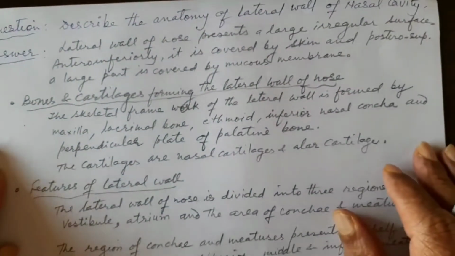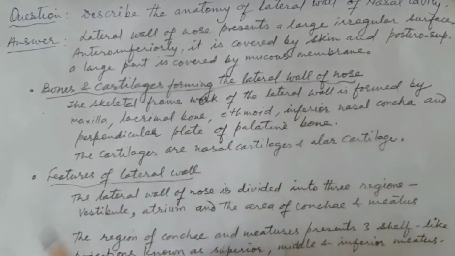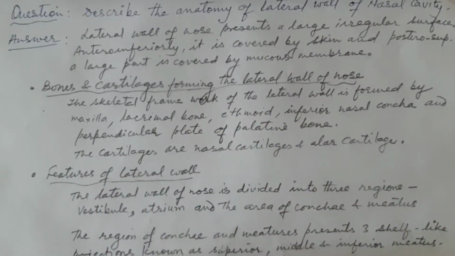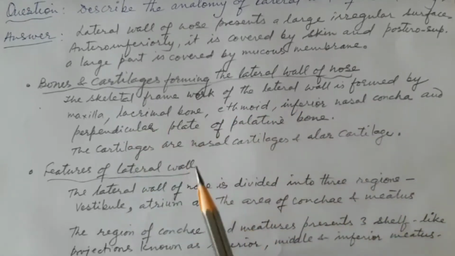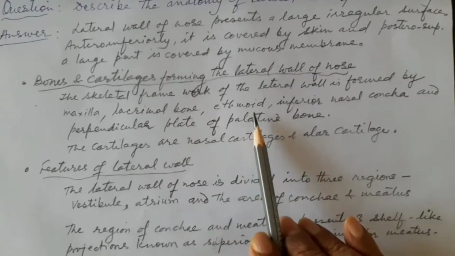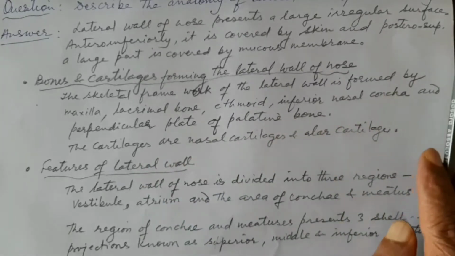Let us come to the bones and cartilage forming the lateral wall of the nose. Most of it is formed by bone, but a little antero-inferior part is formed by cartilage also. This is the cartilage, which is elastic cartilage. The skeletal framework of the lateral wall is formed by the maxilla, then the lacrimal bone, then the ethmoid, the inferior nasal concha, and the perpendicular plate of the palatine bone.